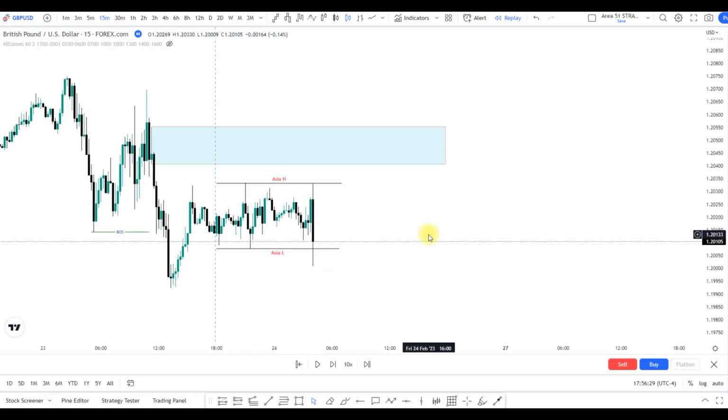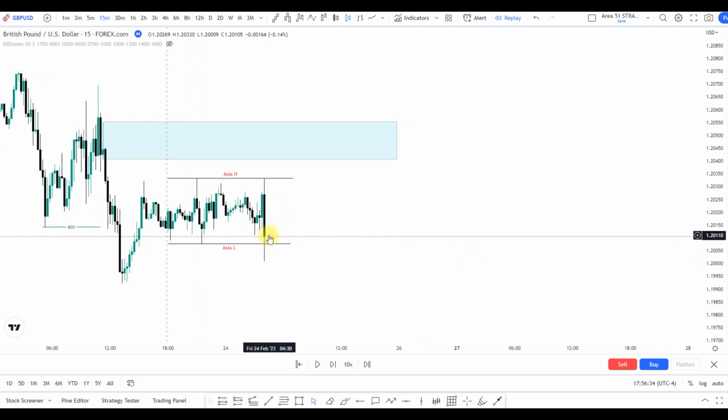All right, so once I marked the Asian session high and low, I waited for the manipulation to take place around London time. So London came in.